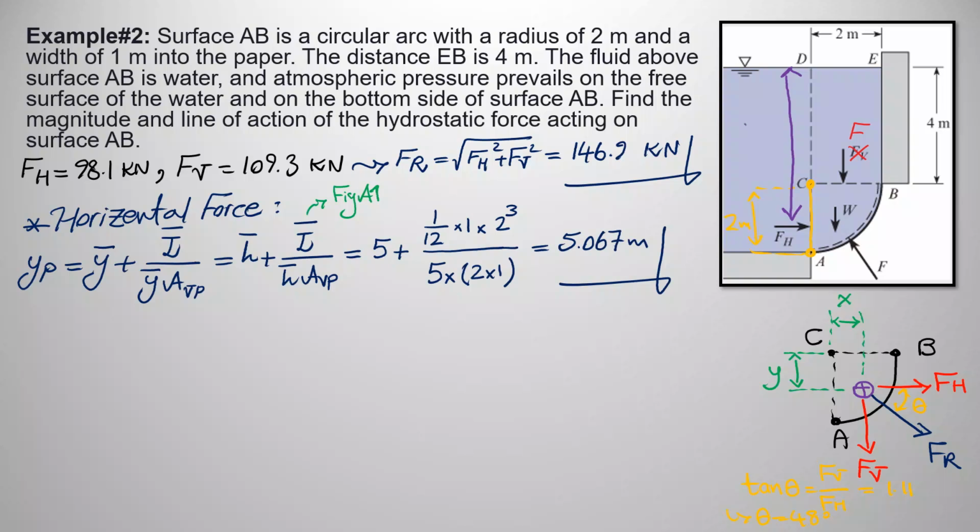So this purple line is your YP, right? Cool. Now, what would be our Y over here? This is our Y, right? From point C to the center of pressure. So if I want to calculate Y, it would simply be, I'm going to write it with green, Y would be YP minus 4 meters, this 4 meters over here. So it would be 1.067 meters. Now, I found Y, now I need to find X.